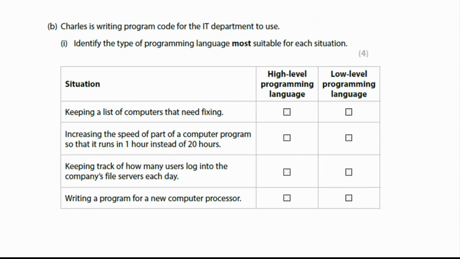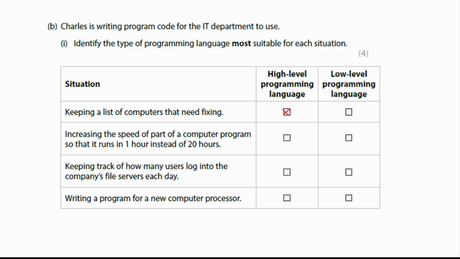So another similar question, we have to identify the type of programming language most suitable for each situation. So we're distinguishing between high-level programming languages like Python, Java, C#, and low-level languages like assembly code. So the first situation is keeping a list of computers that needs fixing. Not a very complicated programming task, so you might as well use a high-level programming language. They have list data structures or arrays or whatever, but low-level languages are a pain to do anything like this. I know from experience, so you'd want to use a high-level language.